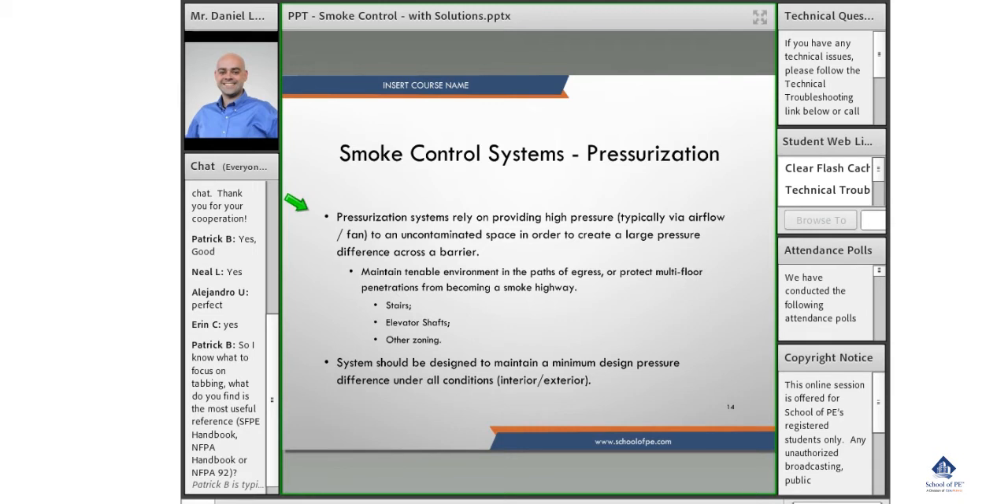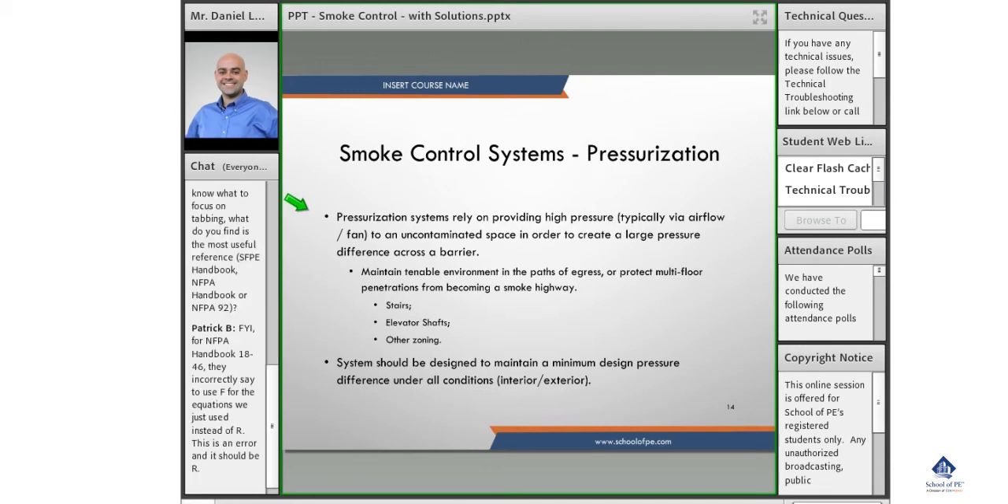When you are designing such a system, you need to be maintaining a minimum design pressure under all conditions. So the interior and exterior should be evaluated, the summer and the winter should be evaluated, your temperature extremes. You need to design for the minimum condition, and you may not know what that minimum condition is until you've run through all the different calculations.